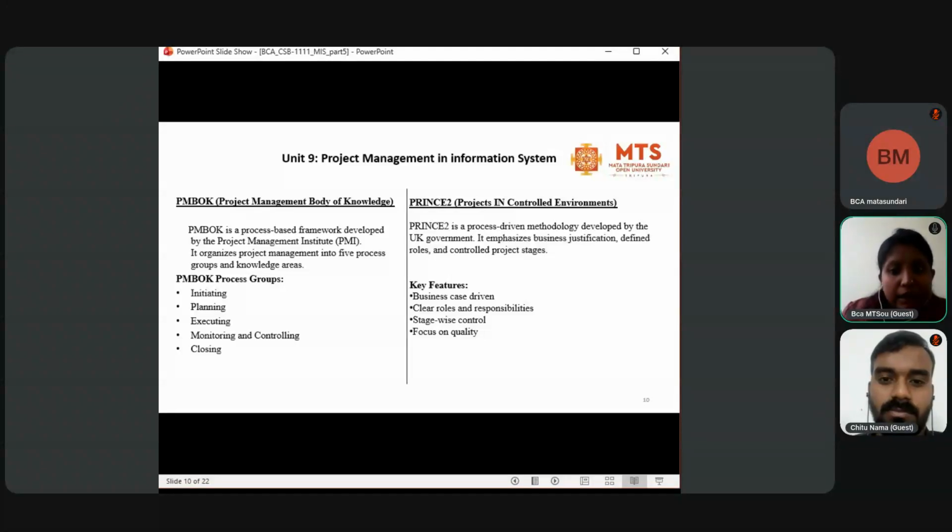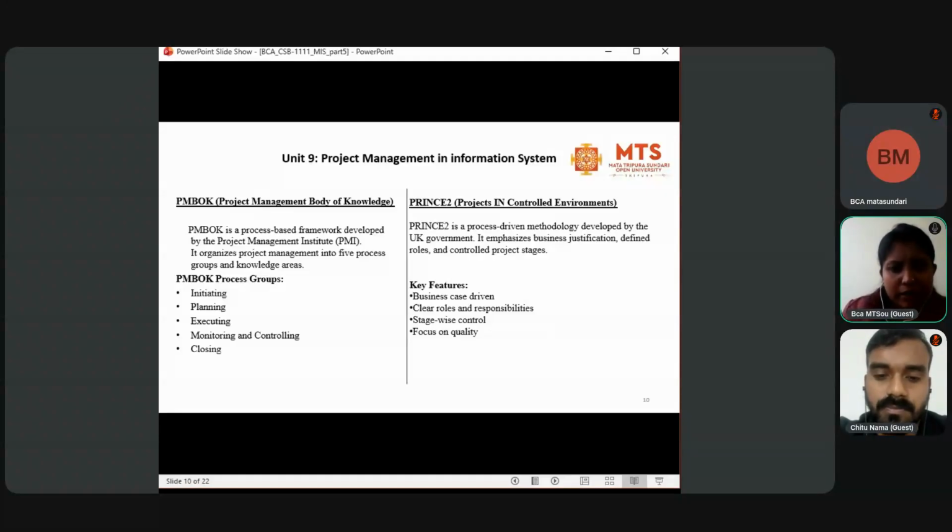And PRINCE2, Projects in Controlled Environments, is a process-driven methodology developed by the UK government, and it emphasizes business justification, defined roles, and controlled project stages. There are some features of PRINCE2. Features are business case driven, clear roles and responsibilities, stage-wise control, and focus on quality. So these are the features of PRINCE2.